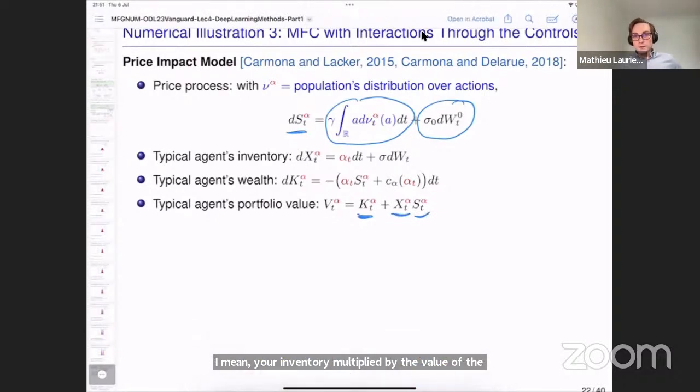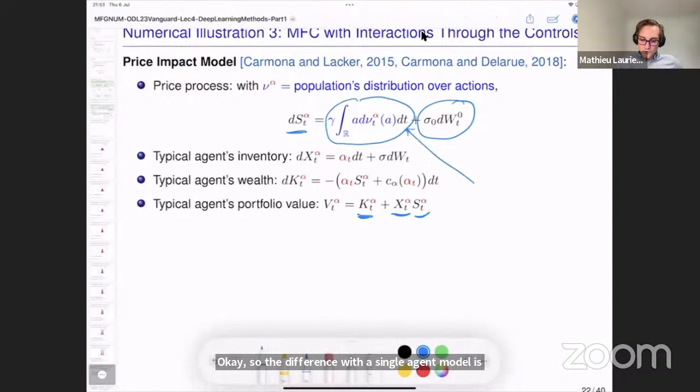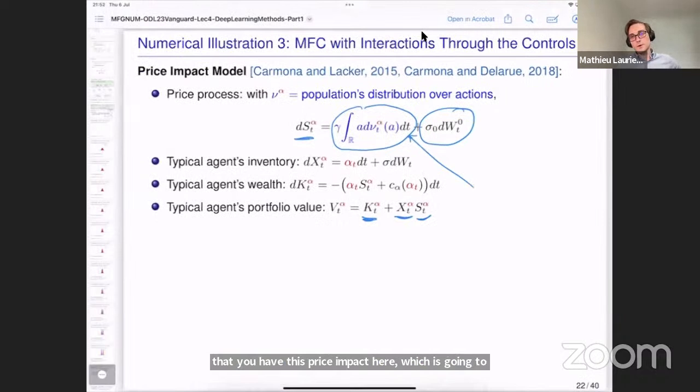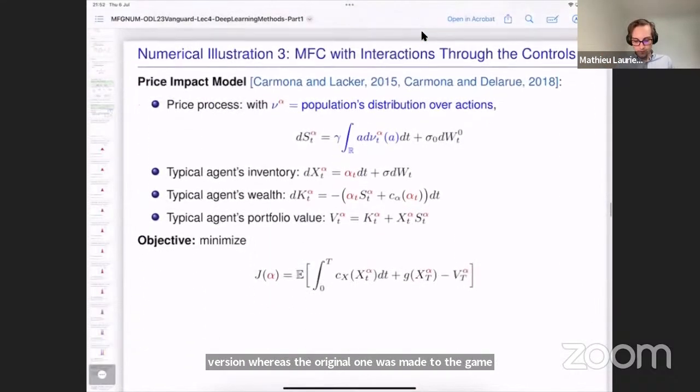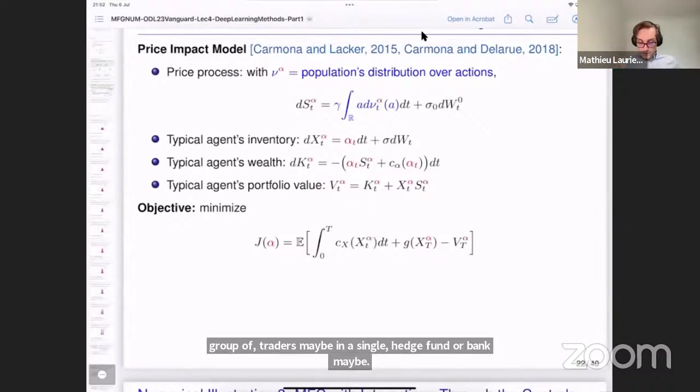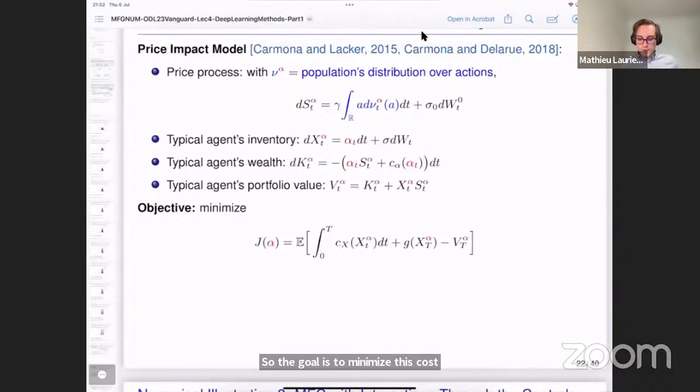Okay, so the difference with a single agent model is that you have this price impact here, which is going to be the result of the whole population, right? And here I'm considering a mean field control version, whereas the original one was mean field game. And in this mean field control version, the agents are cooperative. So you can imagine a large group of traders, maybe in a single hedge fund or bank. So the goal is to minimize this cost, where you see alpha appearing everywhere, and alpha also appears in the distribution because you control the distribution directly.